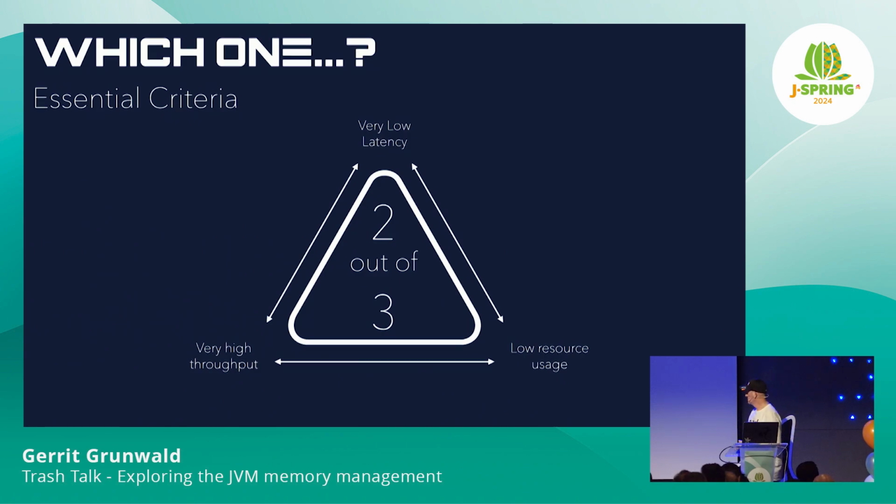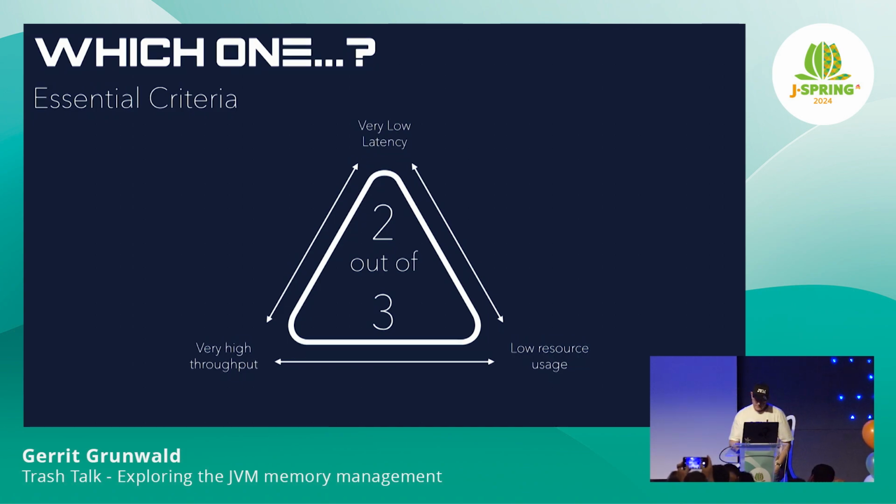So it's your choice. Oh, I would like to have very low latency and I would love to have very high throughput. Awesome, but you will get very big resource usage. Sorry. If you would like to have low resource usage and very high throughput, yeah, you can get it, but sorry, latency won't be low. This is the stuff you have to keep in mind when you choose a garbage collector, right? It's not like, oh, I would like to have everything.